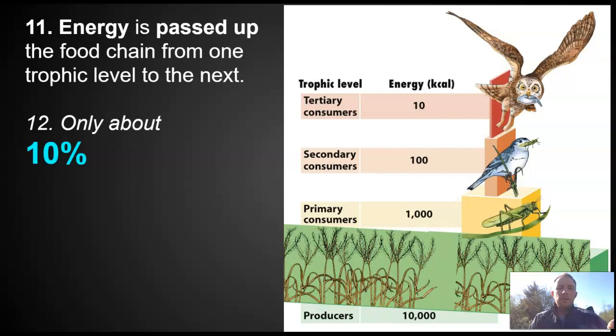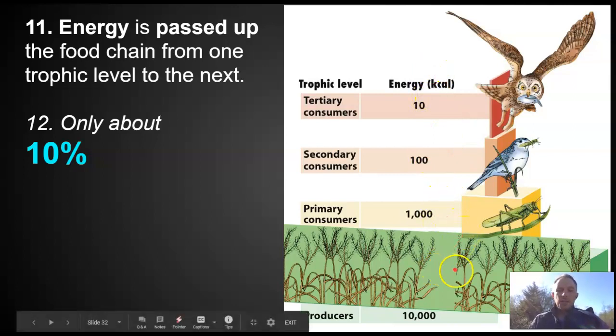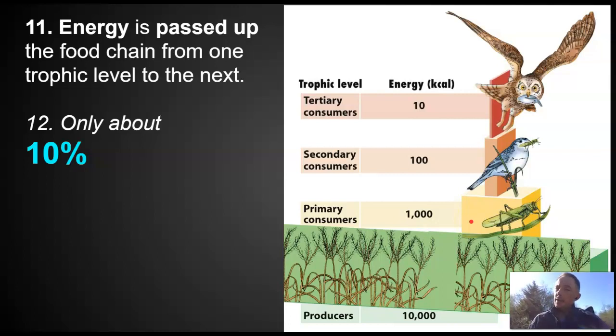But how much energy is passed up at each level? You can see that there's less energy at each level. And we can just do some basic math here, and this kind of shows it. If we have 1,000 calories of grass, that supports about 100 calories of grasshopper. That then supports about 10 calories of birds. That then supports about 1 calorie of owl.